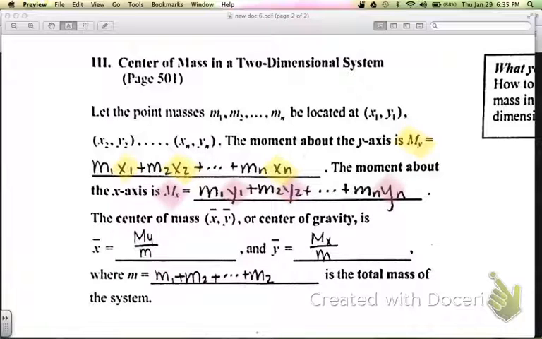So the center of mass is located at (x bar, y bar), or the center of gravity you can also call it. And x bar is M_y over m, and y bar is M_x over m, where m is still the summation of all the masses. So let's look at an example for this one.